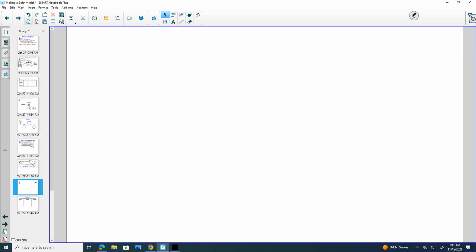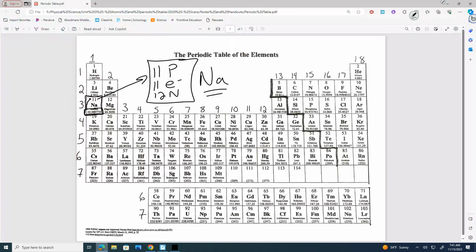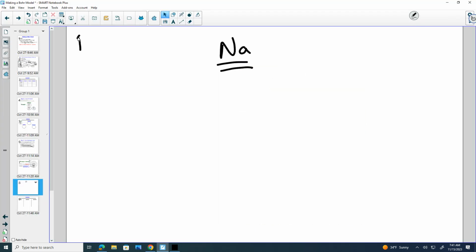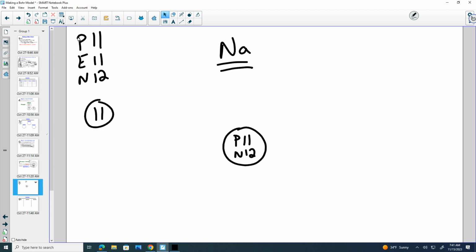So let's create some space here and let's make our sodium. To remind you, we already went to the periodic table and figured out that it has 11 protons, 11 electrons, and 12 neutrons. So let's just write that down. Now, to build the sodium atom, you start in the center. So you put in the center, which is the nucleus, and the 2 subatomic particles that go in the nucleus are the protons and the neutrons. Now, you have 11 total electrons to place.